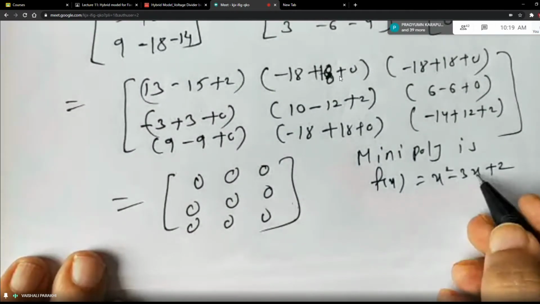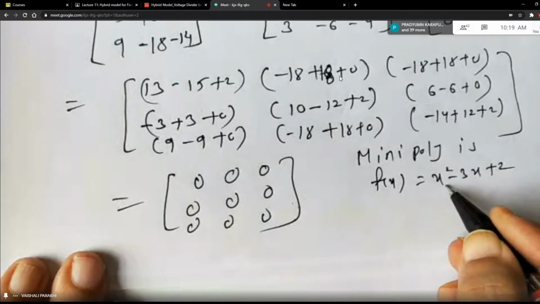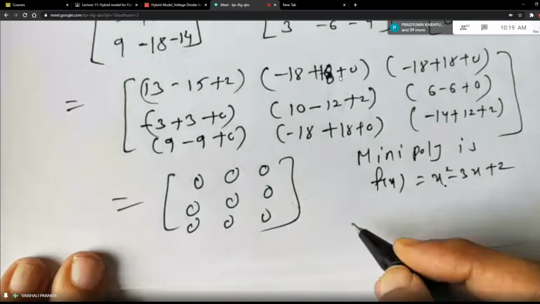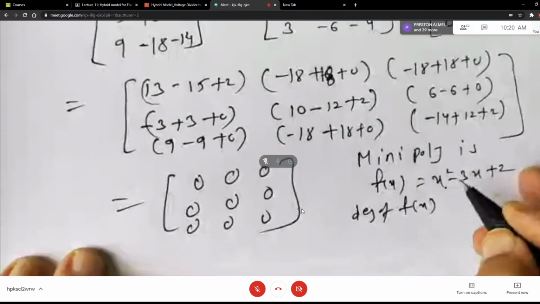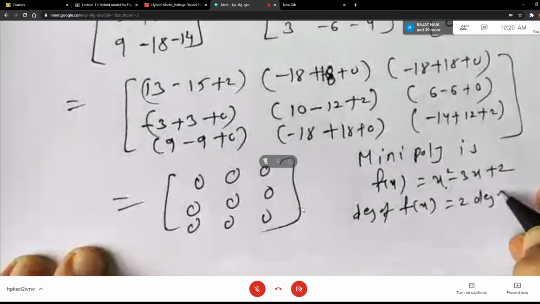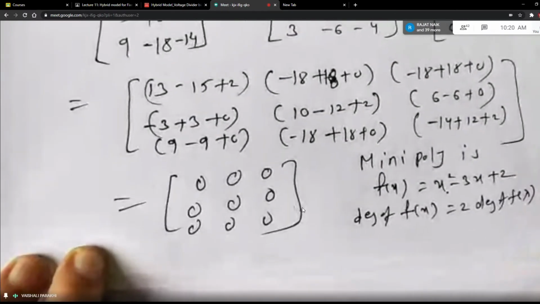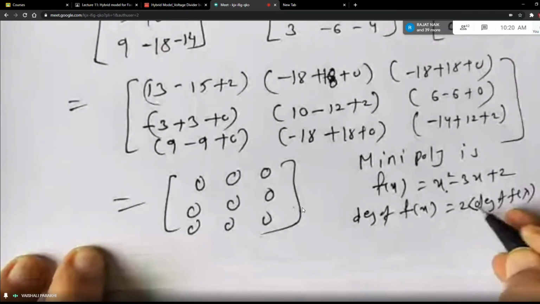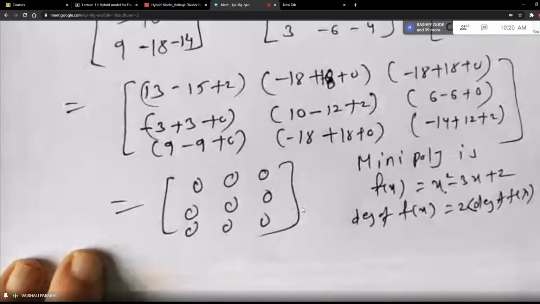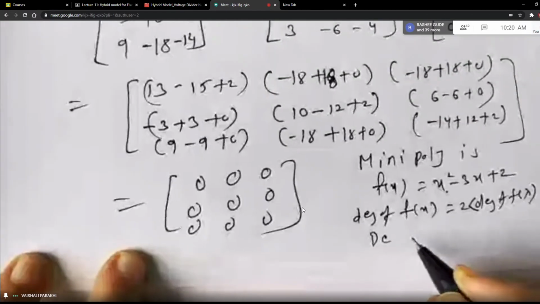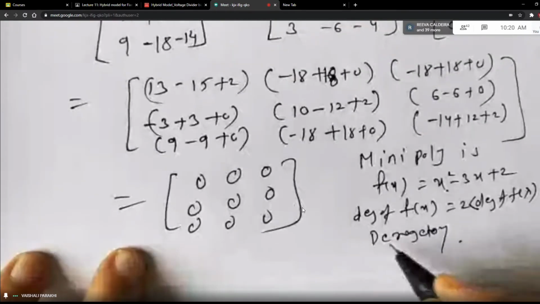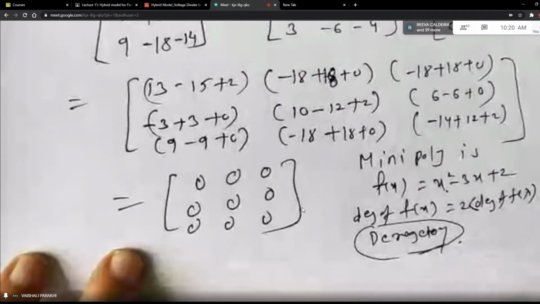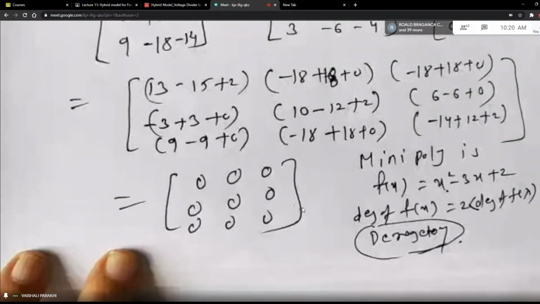What is degree of minimal polynomial here? 2. Degree of f of x is 2. And what is degree of your characteristic polynomial? It is 3. So this is less, right? So what is your answer here? The matrix is derogatory. Okay.